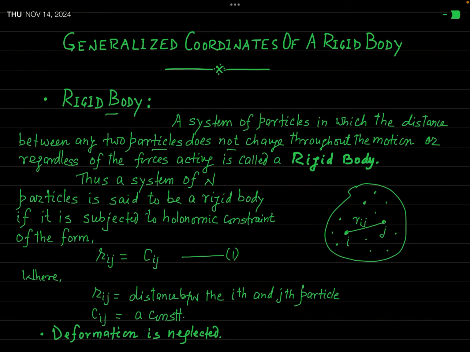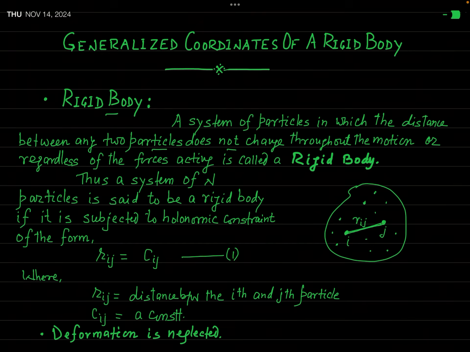In other words, you can also say that the distance between the two particles, as you can see in this figure, I have considered two particles which are the ith and jth particle, and I have marked that this Rij is the distance between these two particles of a rigid body. So regardless of the forces acting on this body, this distance Rij will not change. So actually the body which satisfies this constraint during its motion is called a rigid body.